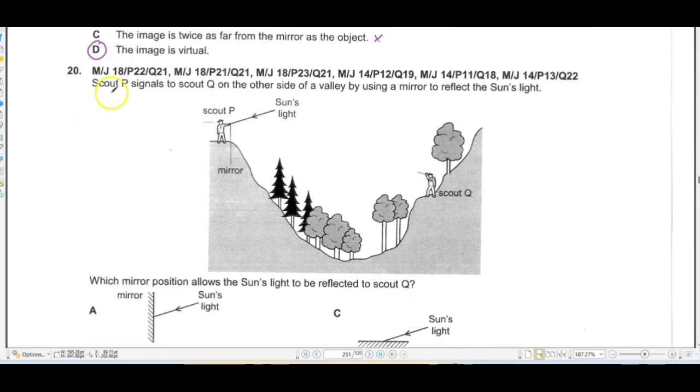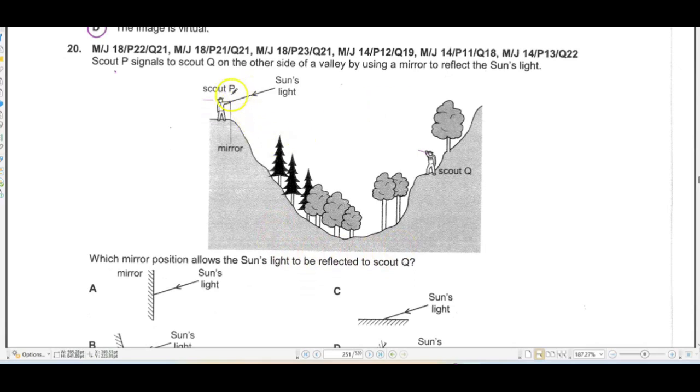Okay. Question number 20. Scout P signals to Scout Q on the other side of the valley by using a mirror to reflect the sun's light. Which mirror position allows the sun's light to be reflected to Scout Q? Okay. Now if we look at the mirrors, this is the mirror in A. It's almost straight. And if we draw a normal over here, we'll see that this angle, the Scout is going to get the light. So A seems to be a correct option.